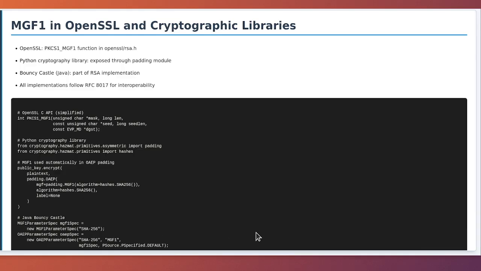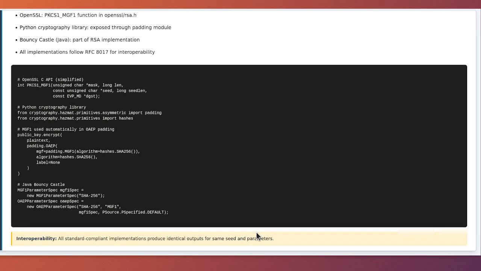MGF1 in OpenSSL and cryptographic libraries. MGF1 is implemented in virtually all major cryptographic libraries because it is an essential component of RSAES-OAEP. Understanding how different libraries implement and expose MGF1 helps you use it correctly in your applications. OpenSSL is probably the most widely used cryptographic library in the world, and it has a complete implementation of MGF1 that has been thoroughly tested and audited.